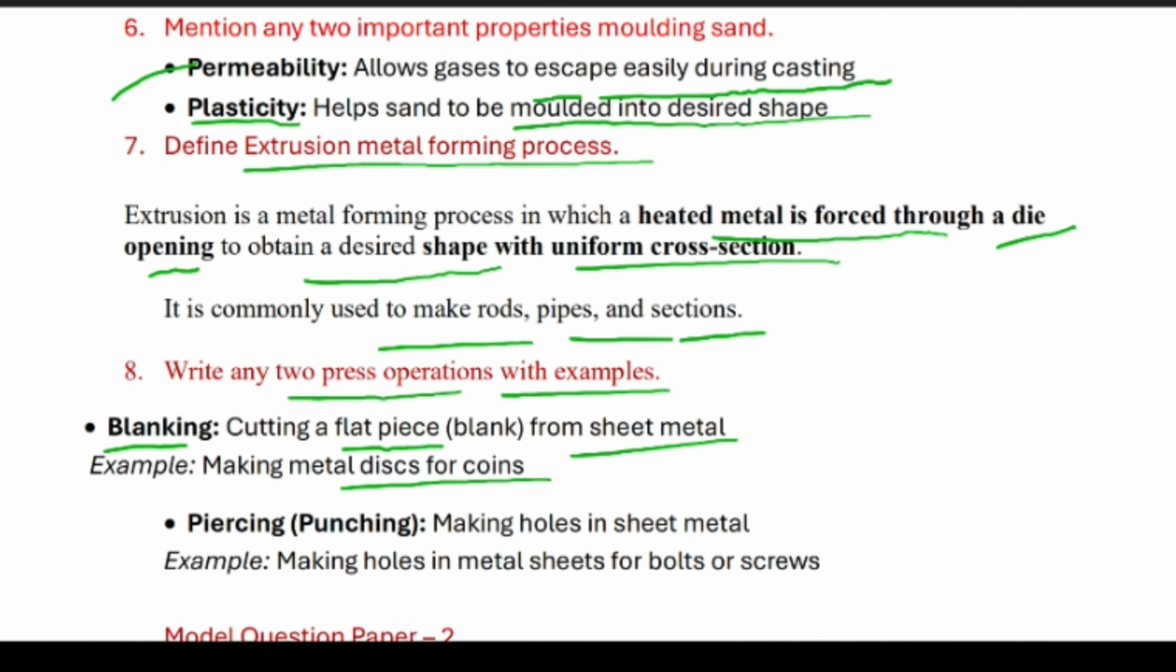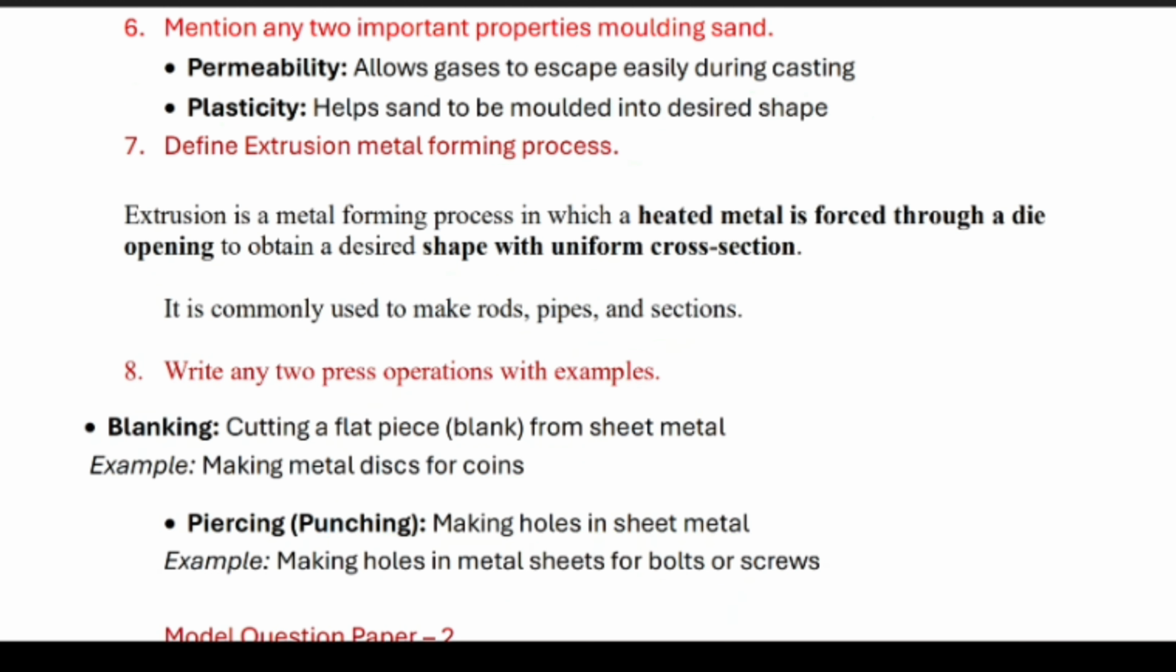The other is piercing, or we call it punching. Punching is making a hole on a sheet. To make a hole on a metal sheet for bolt and screw purposes, we use punching and piercing.